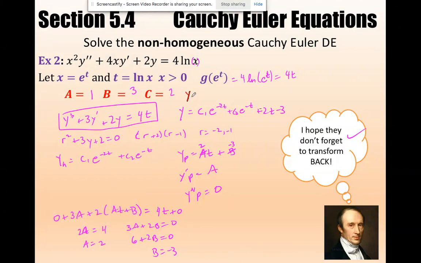My actual solution is y is equal to c1 x to the negative 2 plus 2 what? And then minus 3 is just minus 3, yeah. No transformation necessary there. Woot!